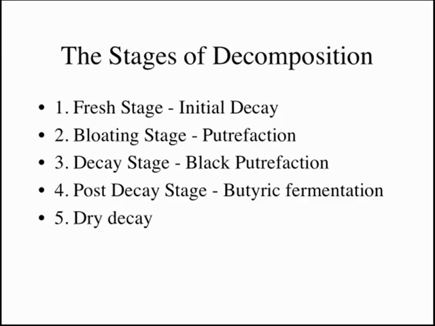We'll look at these stages in detail. Then there's a bloating stage where there's putrefaction. Gases are starting to be released. Then there's a decay stage. The putrefaction changes from green in the bloating stage to black putrefaction. And then there's the post-decay stage where we get to butyric fermentation, where bones actually start to be exposed. And if it passes butyric fermentation, we actually get into the dry decay stage.